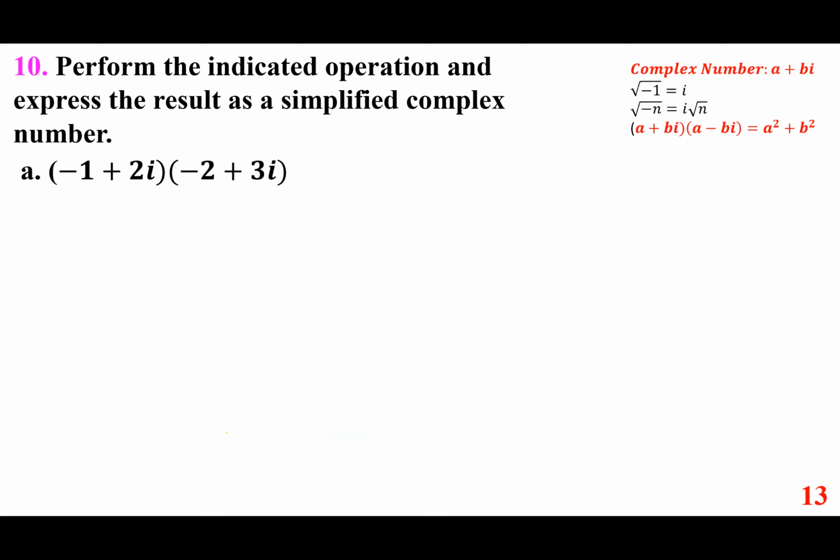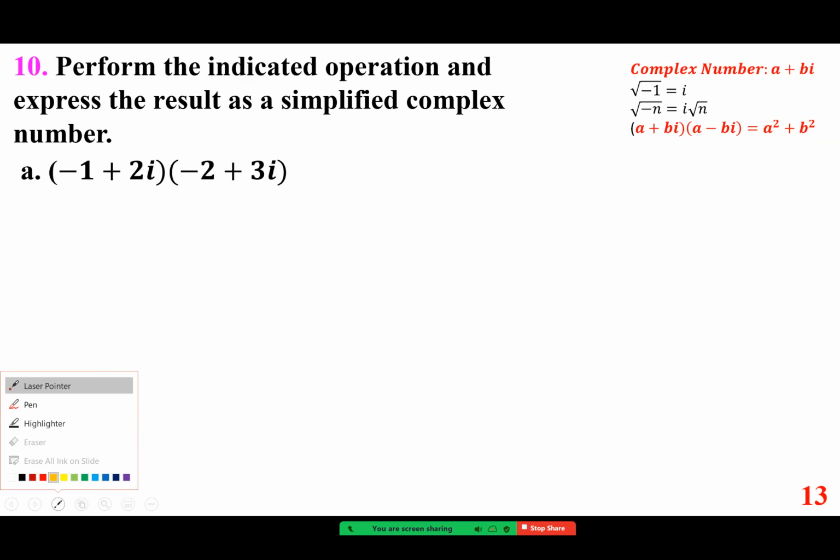All right, we want to perform this, and I want to remind you of what we have learned regarding complex numbers. Complex numbers are in the form of a plus bi. That's a standard form. Square root of -1 is i. Square root of -n is i times square root of n. A plus bi times a minus bi is a squared minus b squared i squared, which becomes a squared plus b squared. So let me just write this one more time.